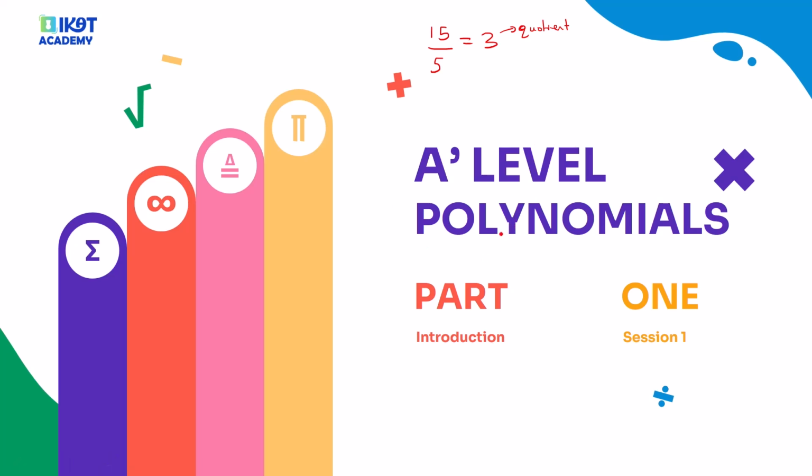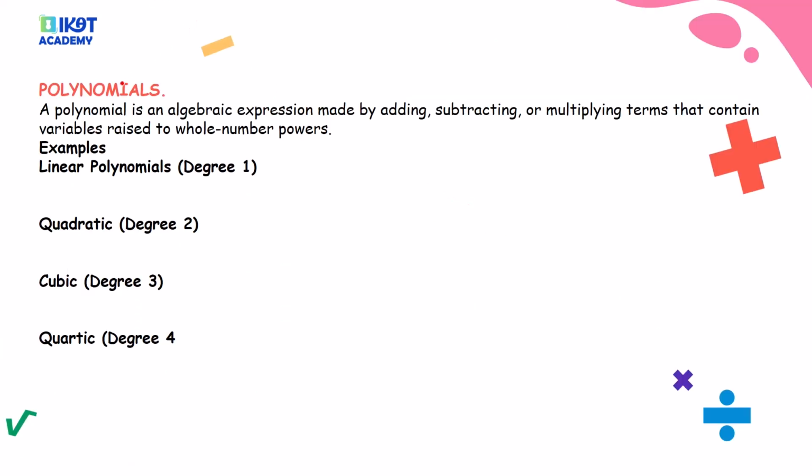So now let's start. Let's first define a polynomial. A polynomial is an algebraic expression made by adding, subtracting, or multiplying terms that contain variables raised to whole number powers. So now we can have linear polynomials, where the highest degree of the variable is 1. For example, they can be written in the form of ax plus b. So here you see that the highest power of the variable is 1.